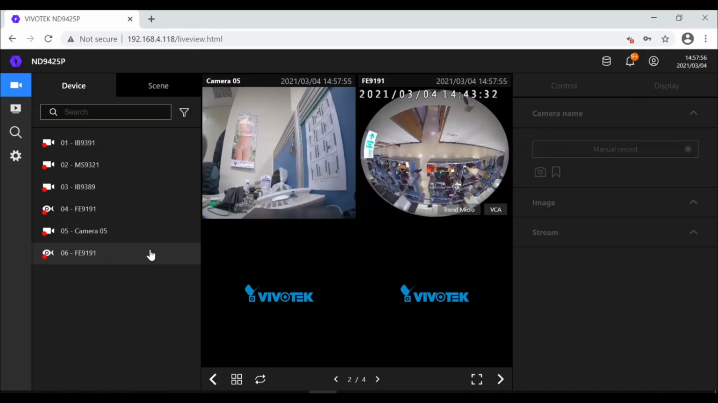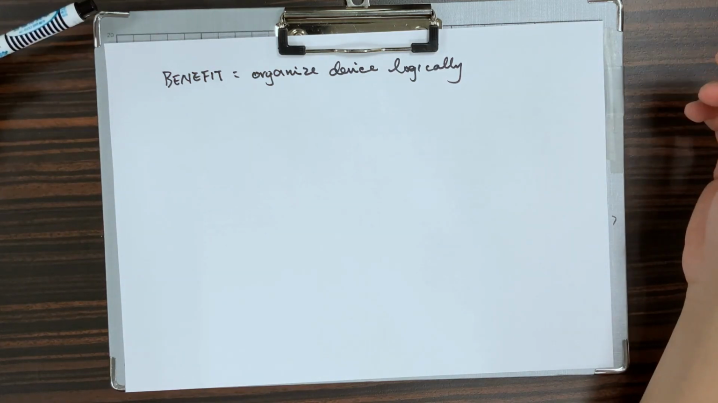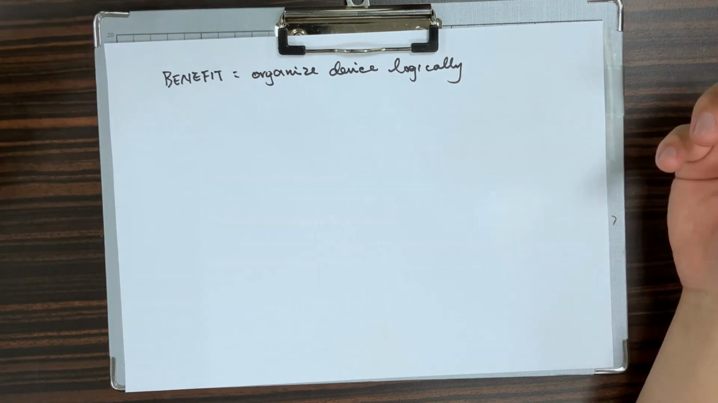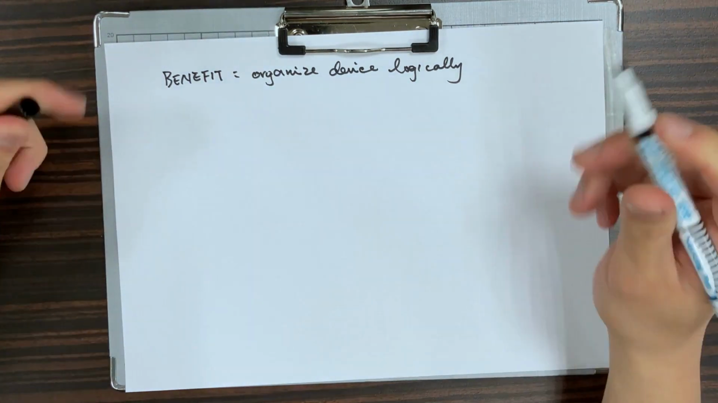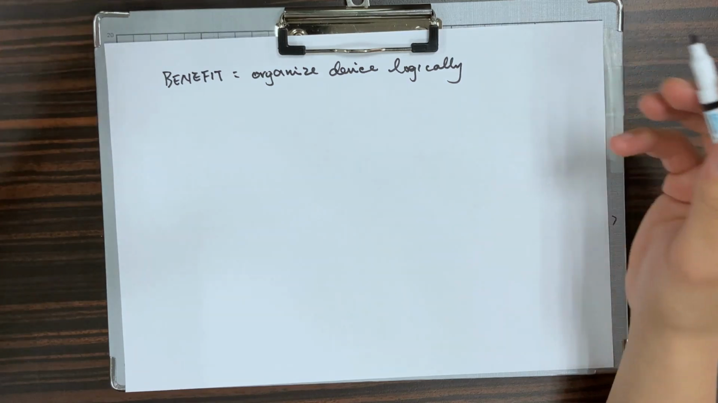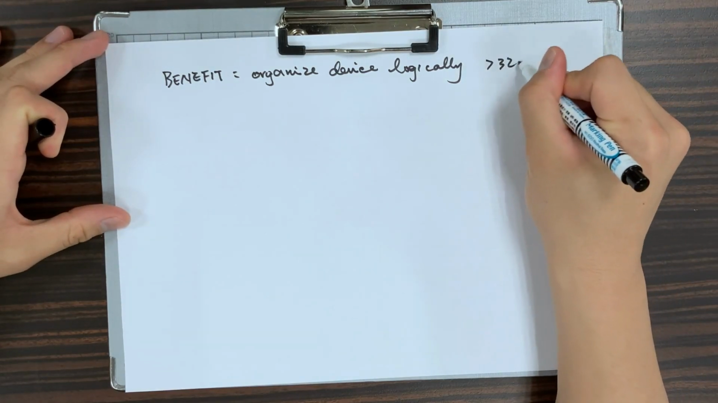Now, in order to customize the location of the camera, I'm going to introduce you to a new feature that we call Scene. The biggest benefit of a scene is to organize your devices logically, and I would say this is especially helpful when you have a lot of cameras, say something over 32 channels.